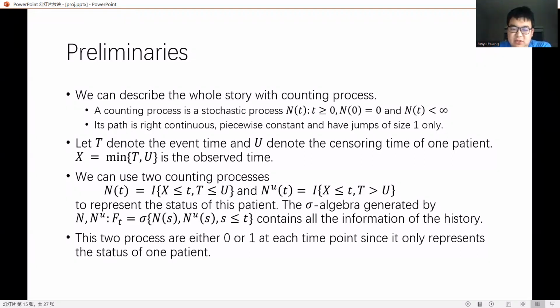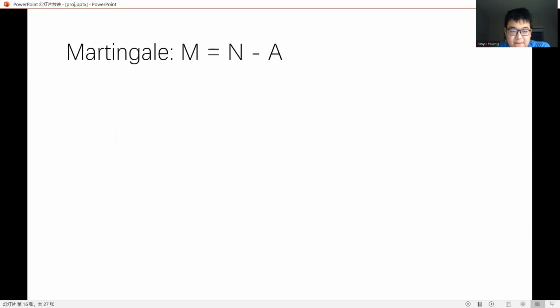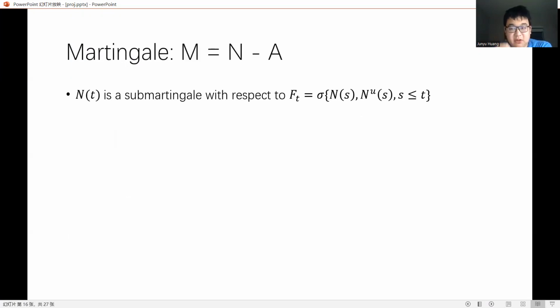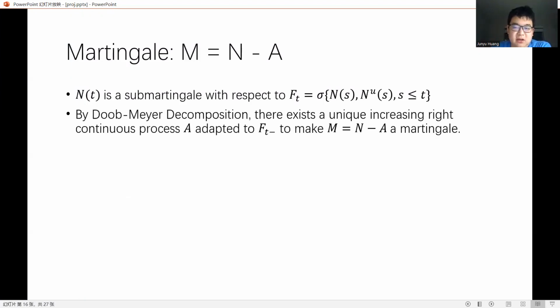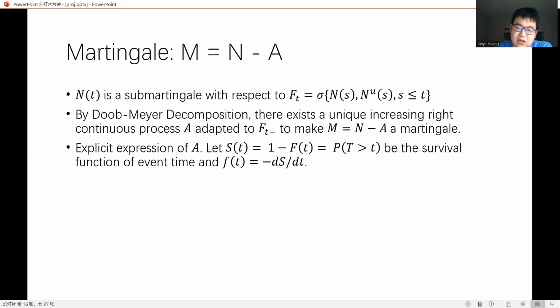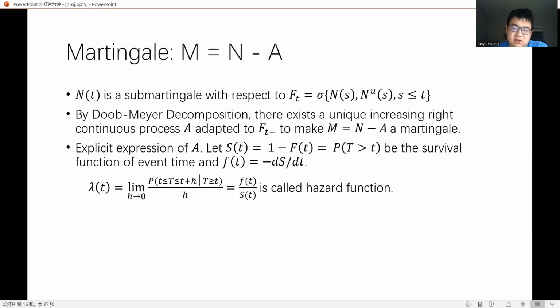The sigma algebra generated by these two processes contains all the information of the patient's history. These two processes are either 0 or 1 at each time point, since they only represent the status of one patient. Clearly, N(t) is a submartingale with respect to the sigma algebra. So by the Doob-Meyer decomposition, there exists a unique increasing right continuous process A, adapted to F(t-), that makes M equal to N minus A a martingale. The explicit expression of it can be found.